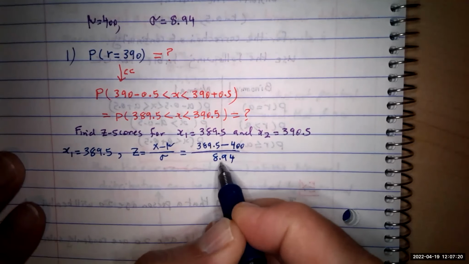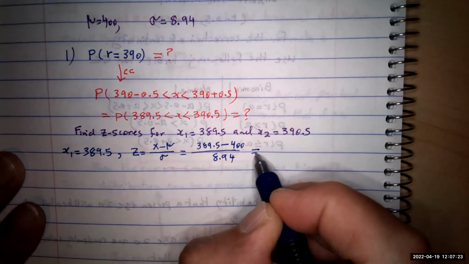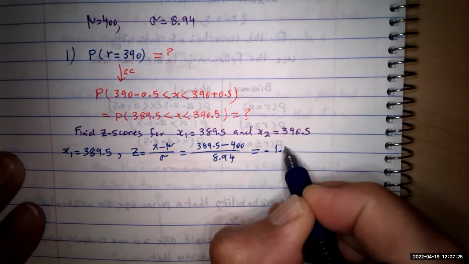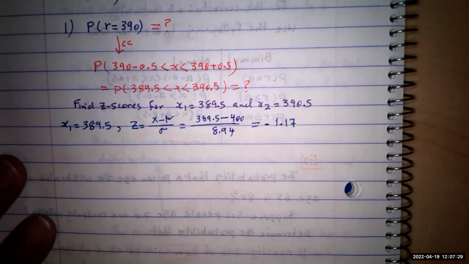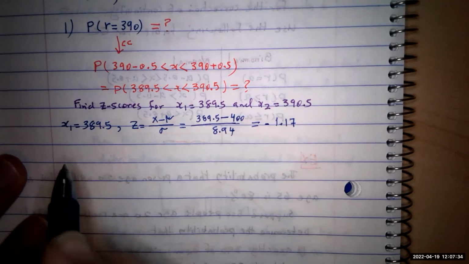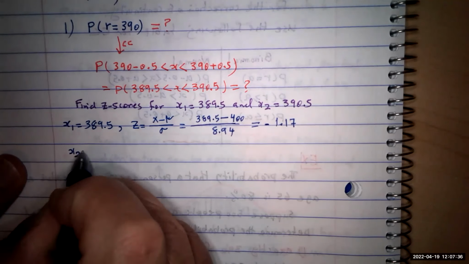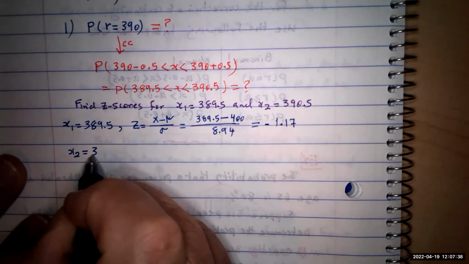8.94. Okay, you can use your calculator. The number is negative 1.17, two decimal places for the Z. Okay, any question? Go back, check the second one. The second one is x2. X2 is 390.5.